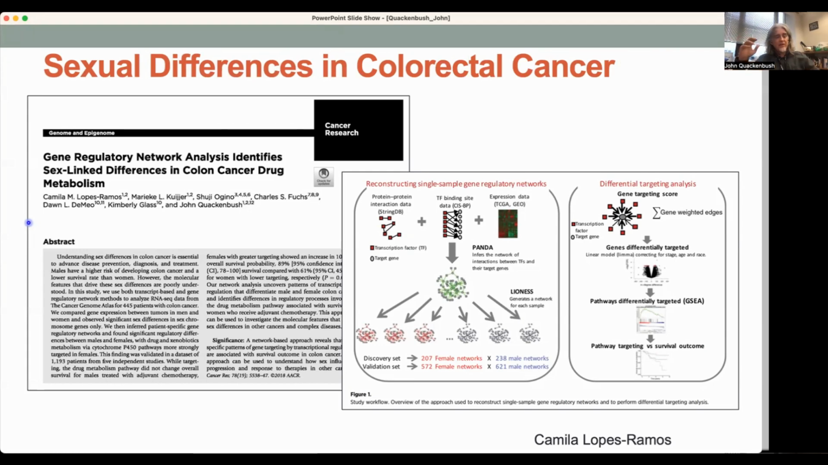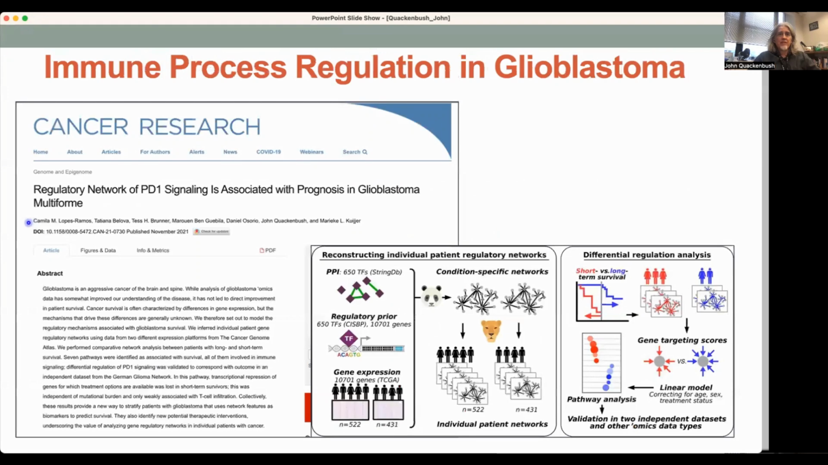So this information has really been an important way of being able to tease apart the regulatory processes that distinguish clinically relevant differences in male and female disease. We've also applied it in other situations.